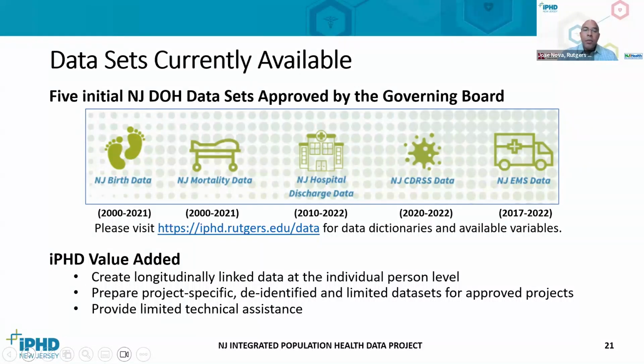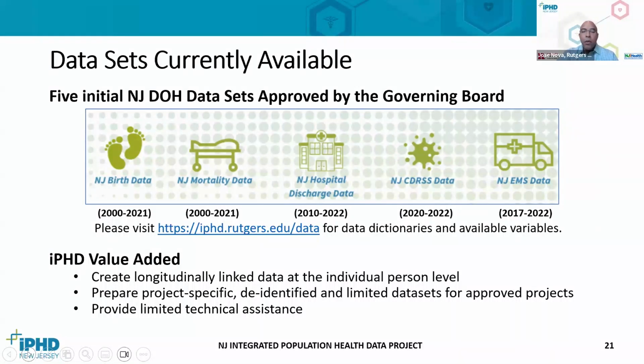The New Jersey mortality data that comes from the mortality death certificate data contains information about the deceased, including demographics, date and cause of death. And this data is for New Jersey residents, regardless of where the death occurred.